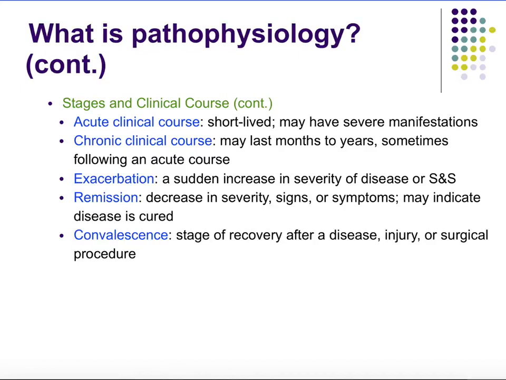Clinical course can also be chronic. It's going to last much longer. So it can last months or even years. And sometimes it'll actually follow an acute course. When we say a disease has exacerbated, it means it's gotten worse in severity, versus remission is when the severity has decreased. And it may indicate that you're starting to get better and the disease is getting cured. And convalescence is the stage of recovery after a disease or illness or surgical procedure.